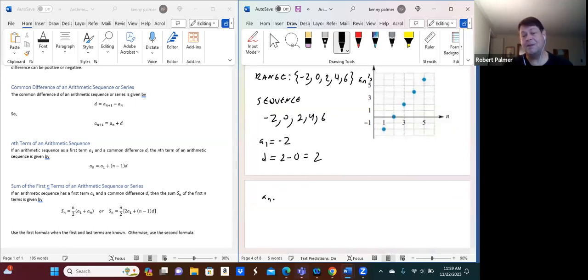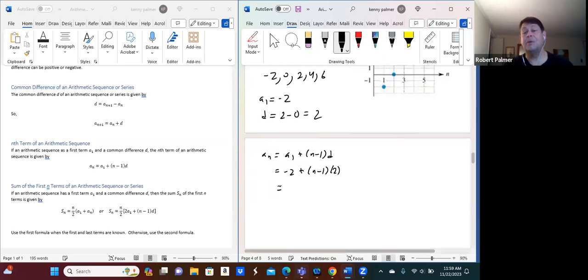We want to find a_n. Once again, just use our formula: a1 plus n minus 1 times d. And so that's going to be -2 plus n minus 1 times 2. And then we get a little formula for that term. So distributing the 2, that's plus 2n minus 2.